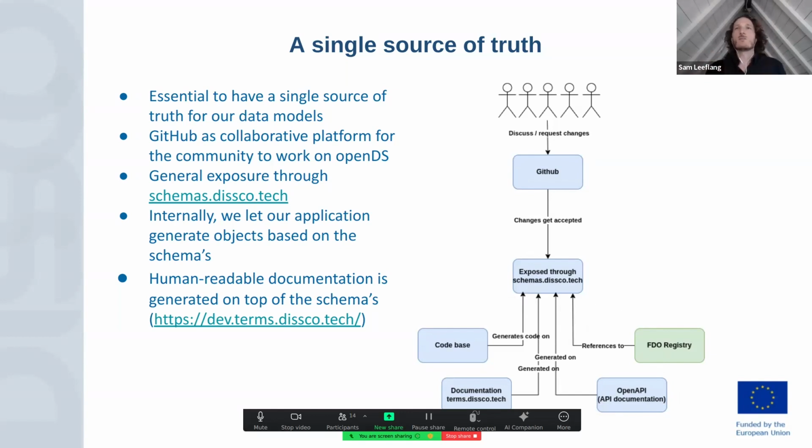And this is really important, because external applications can also start using schemas.DiSSCo.tech to generate code and to know how our models look. Machines can start using it either through the FDO registry or directly through schemas.DiSSCo.tech. And we always know that that's the up-to-date version of our schemas. So that's a really good step, that we centralized all information of the data models in that particular place.